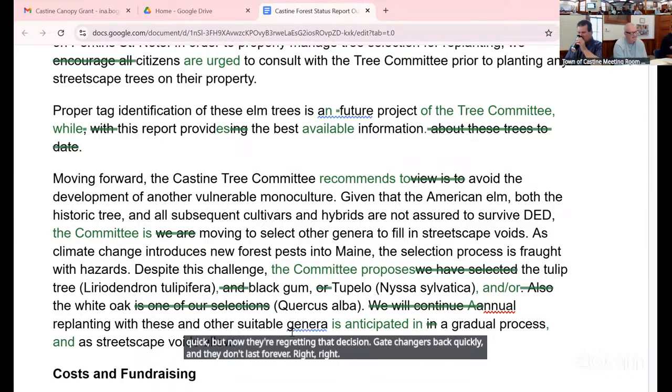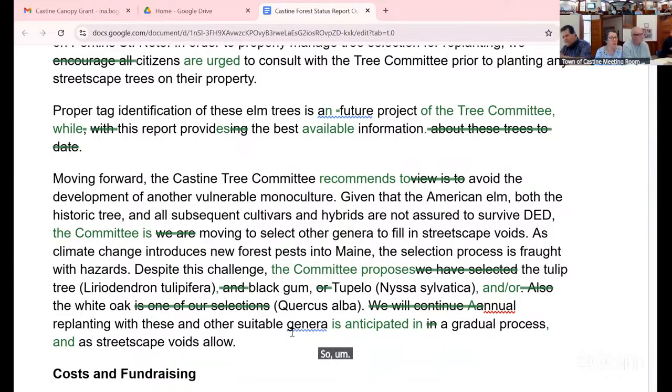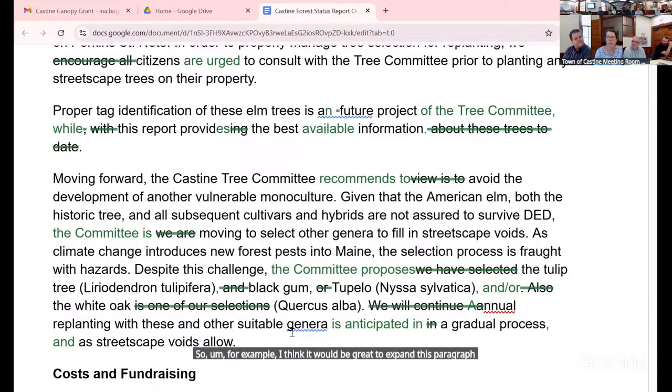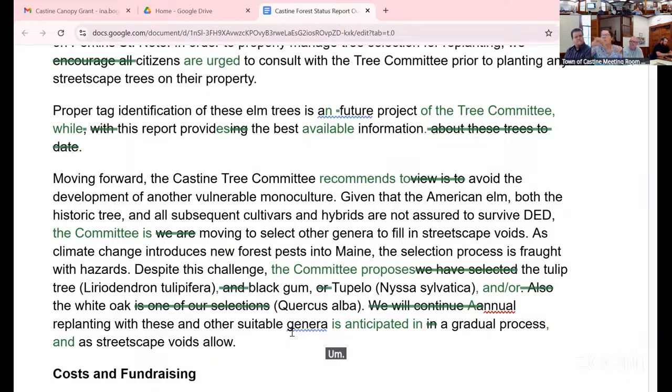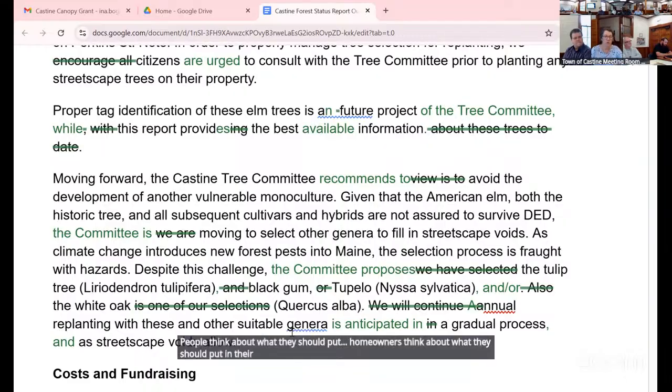Right. So, for example, I think it would be great to expand this paragraph to talk about some of the criteria that you're thinking about in your head. This is not only describing what you are doing for the streetscape, but it will also help homeowners think about what they should put in their yards and what they should not, and where they should put them. They might consult with you or they might not.